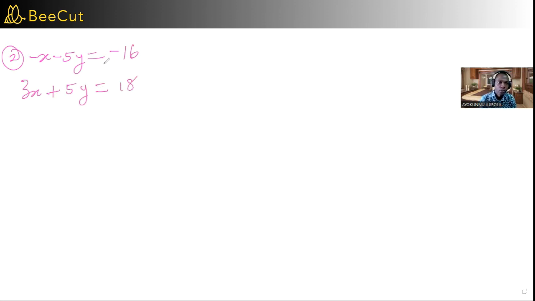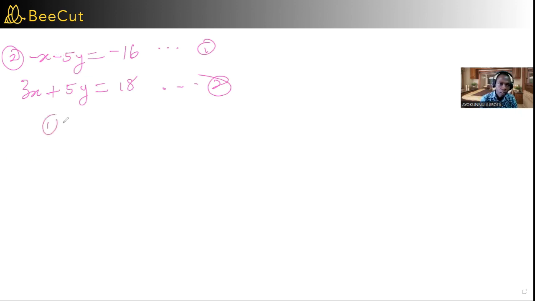Let's assume I choose the elimination method. Using the elimination method, the y here and the y here have the same value. From equation 1 and equation 2, I can see the coefficient of y is 5. So that means I can eliminate them. And the signs are different, minus and plus. When they are different, you add.